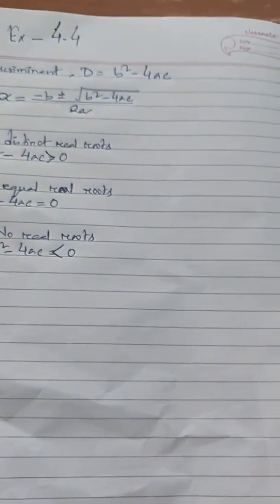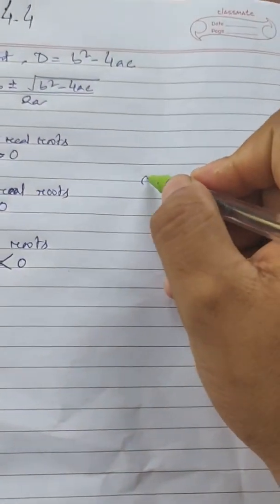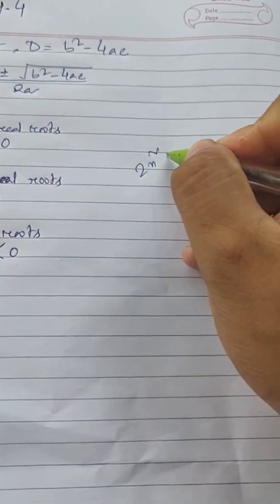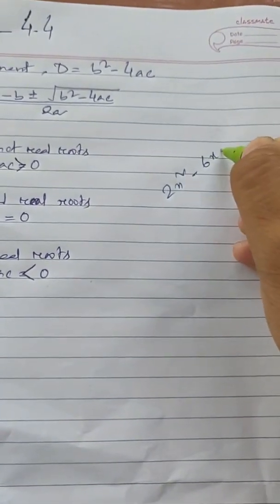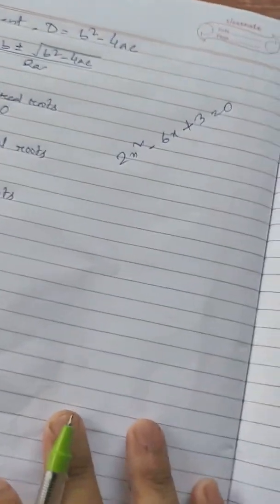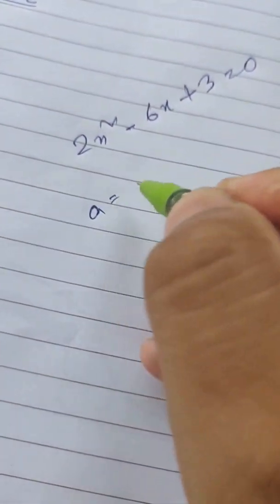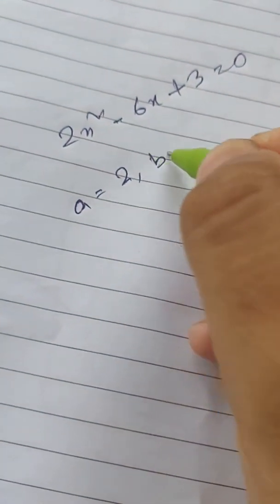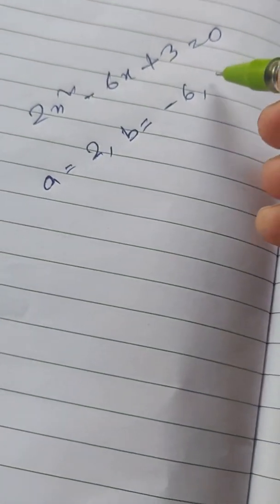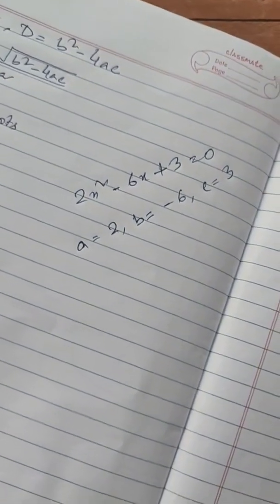Now, regarding the first condition, to understand this, I'll give you some example. I'll give you one equation, something like 2x square minus 6x plus 3 equal to 0. See, this is our quadratic equation. From here, what will be our a? 2. b is minus 6, our c will be 3.